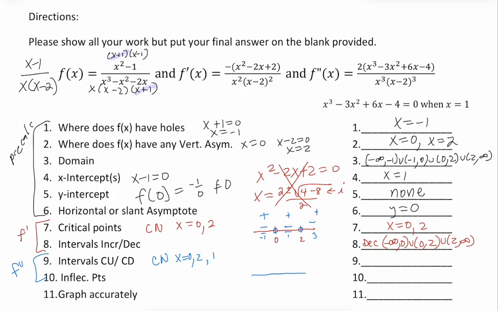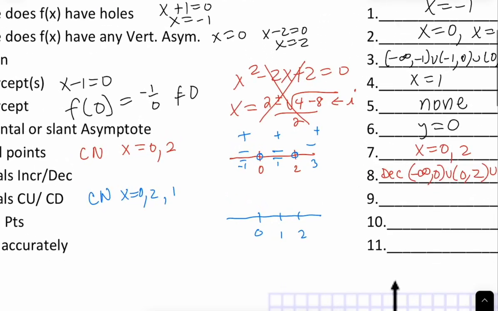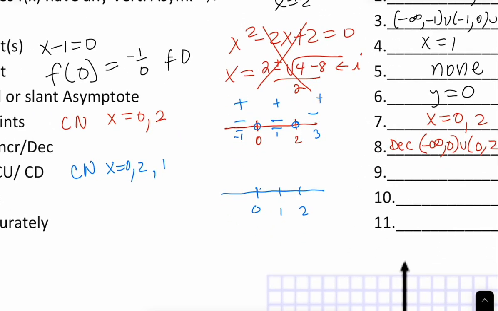So now we're going to make a little chart here for our second derivative. 0 and 2 aren't things that work, so note that so that you don't try to include them in anything. 1 is a point that works, so let's actually put a little dot there. It could be an inflection point. I don't know. I'm going to find out.